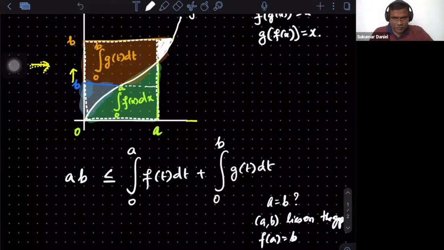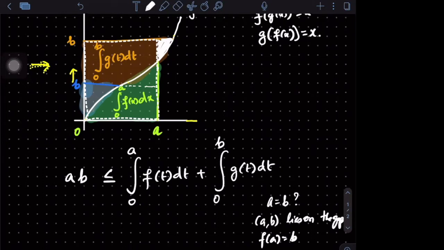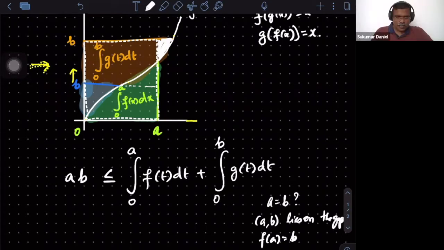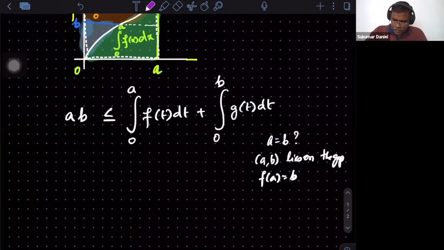Himanshu, it's clear? Yes, sir. Okay. So note that the equality happens when f of A is B. So that's where this happens. So at this point, if I consider it, then it will be the same for both. Okay. So what does this inequality have to do with?